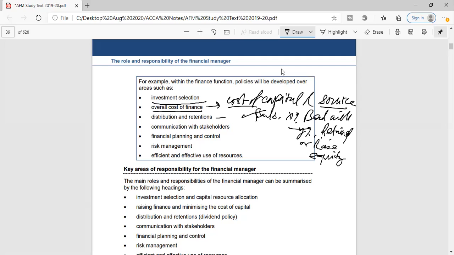Distribution and retention. So this is again from the context of dividends. Typically at the end of the year, when you have a triple bottom line, you have X million dollars of profit and a handsome amount of cash flow, the finance team has to decide, the finance manager, the financial controller, the finance director, how much to distribute to the shareholders and how much to retain.